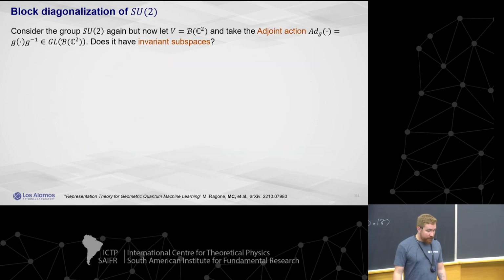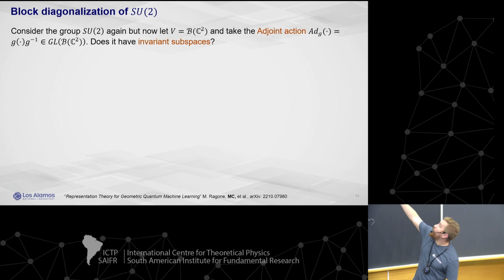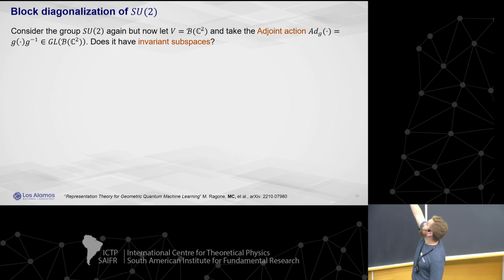We can think about other representations. We can think about their adjoint action. I give you another vector space: now the vector space of operators acting on single qubits. A basis of this vector space of 2 times 2 matrices is the Pauli operators. And we can take the adjoint representation, which just means conjugate. And we can ask the question, does it have invariant subspaces?